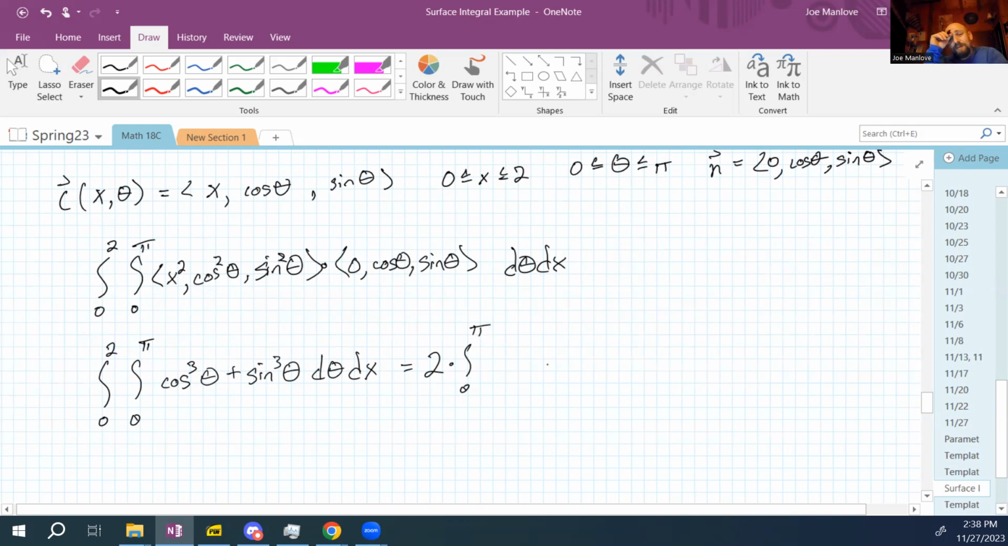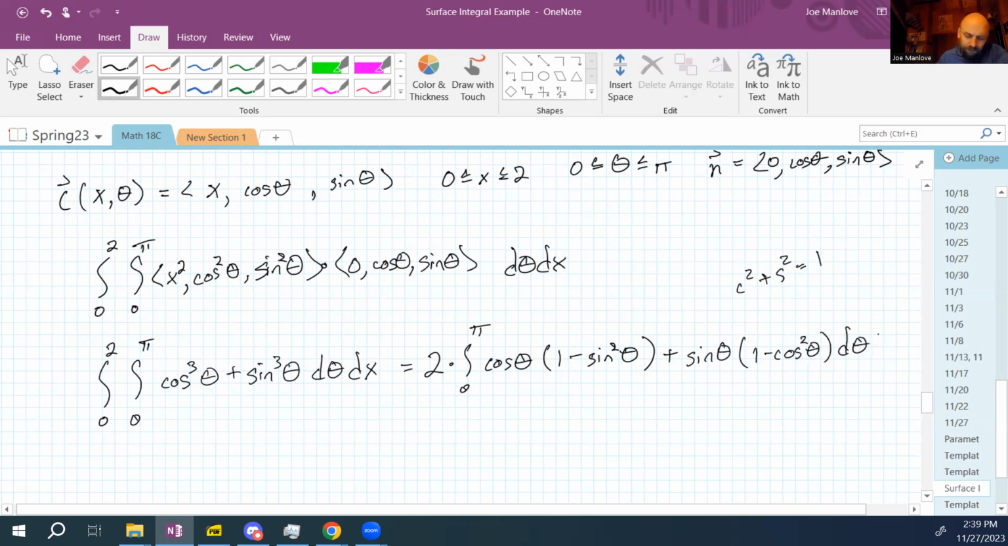Let's see. I think I remember that the way you integrate cosine cubed is you take one of them and turn it into a 1 minus sine squared or something. I'm using cosine squared plus sine squared is 1, the Pythagorean identity, and rearranging it a little bit. So I've got a cosine theta times a 1 minus sine squared theta plus a sine theta times a 1 minus cosine squared theta. Probably a better way to do this. Probably some sum of cubes identity or some nonsense, but this will work.